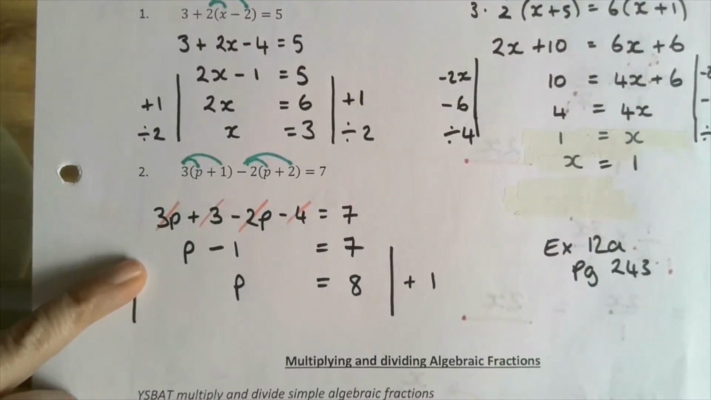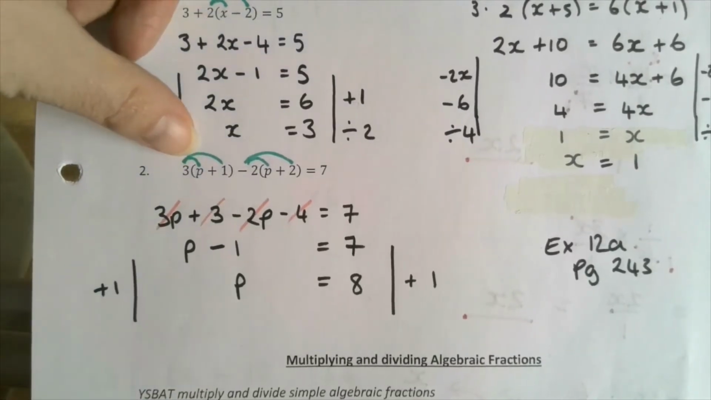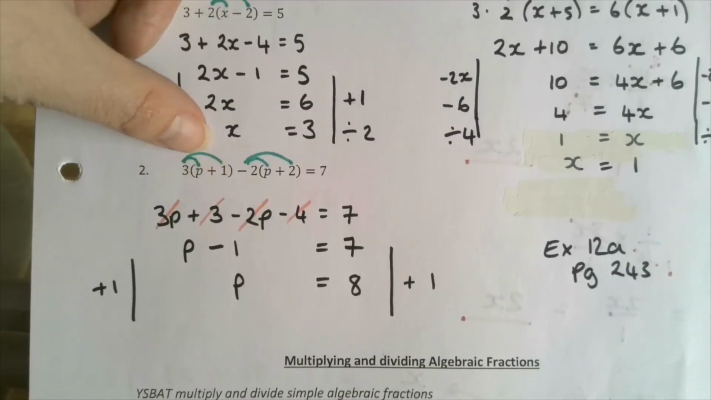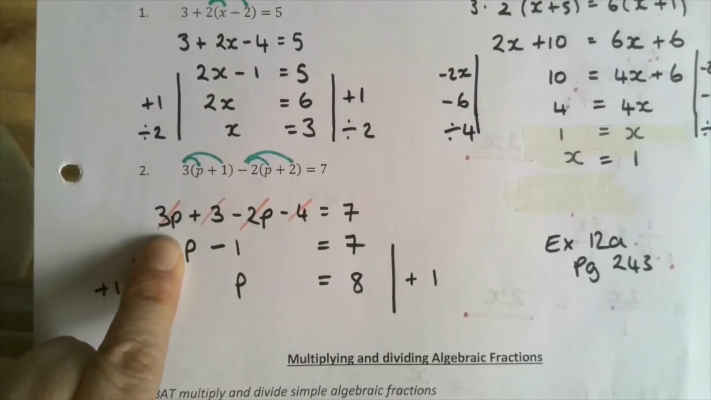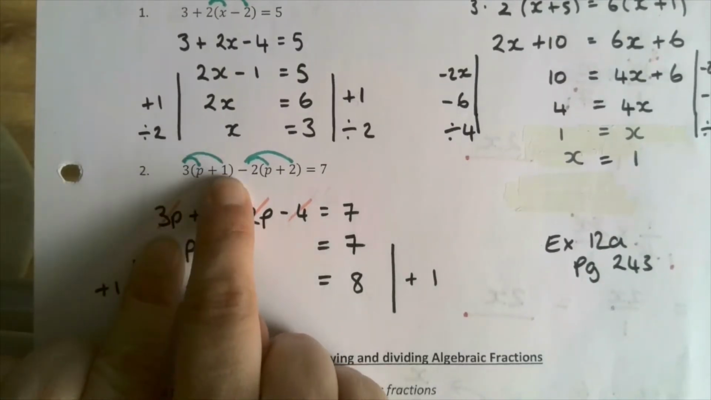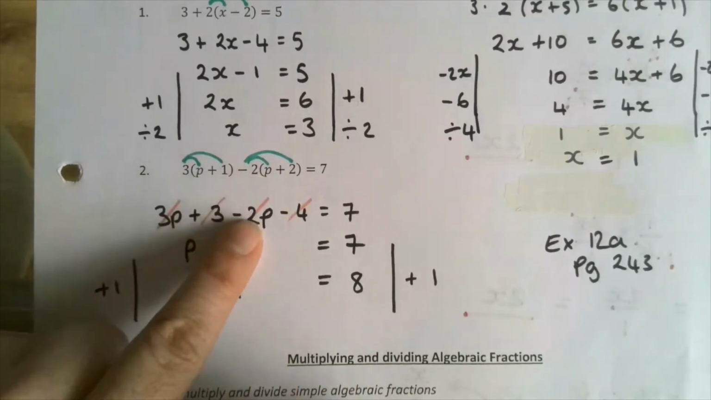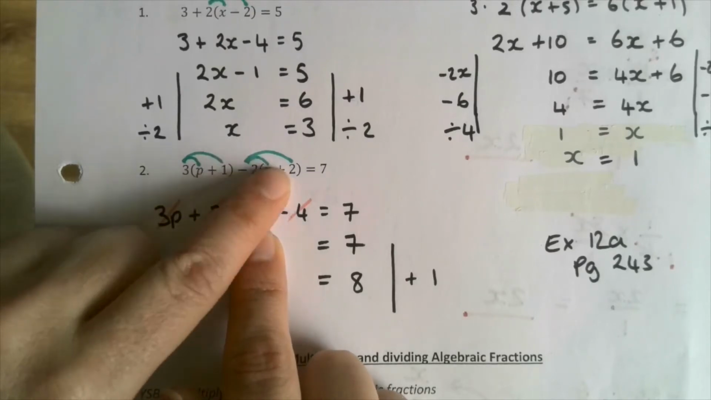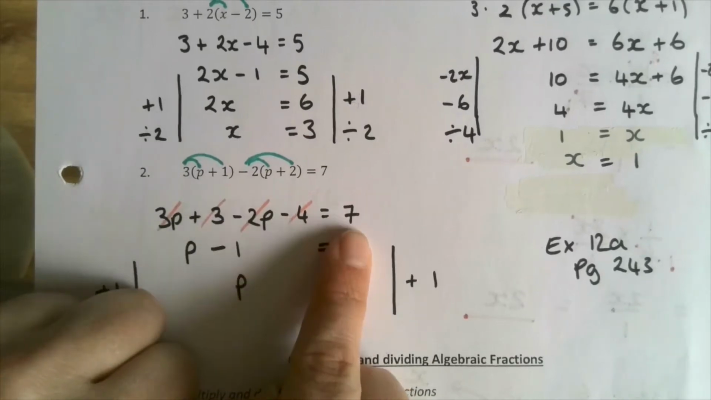This time we've got two brackets. It's exactly the same process, just take your time, don't rush. So the first step, as before, is to multiply out the brackets. So 3 multiplied by p gives us 3p. 3 multiplied by 1 gives us 3. Minus 2 multiplied by p gives me minus 2p. And then minus 2 multiplied by 2 gives me minus 4. And that's all equal to 7.